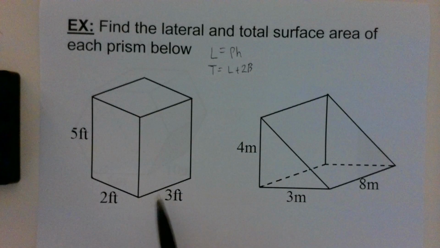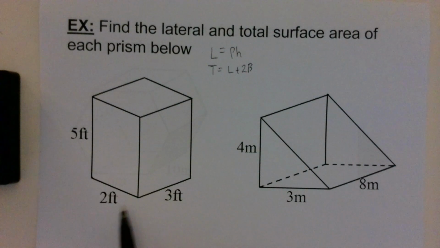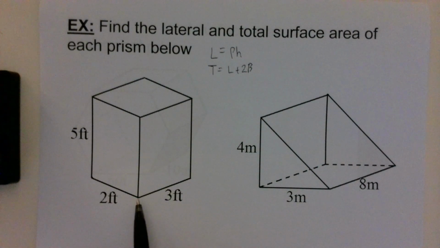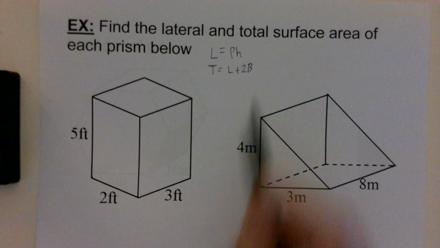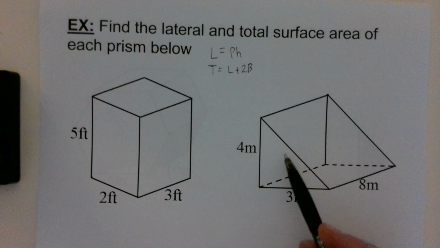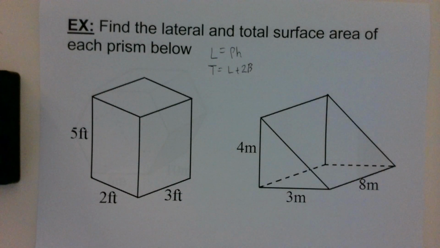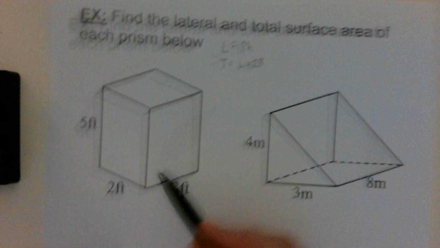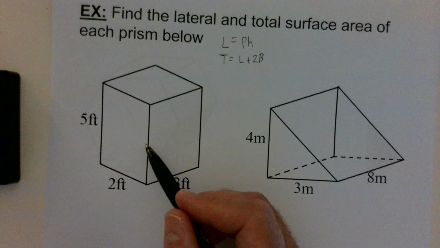Okay, so before you start just plugging in numbers anywhere, what you need to do is identify what kind of prism you are working with, because the kind of prism is going to tell you what the base is, and depending on what the base is, that's going to have a different formula for its area and a different way to find its perimeter. So here on the left, I've got a rectangular prism.